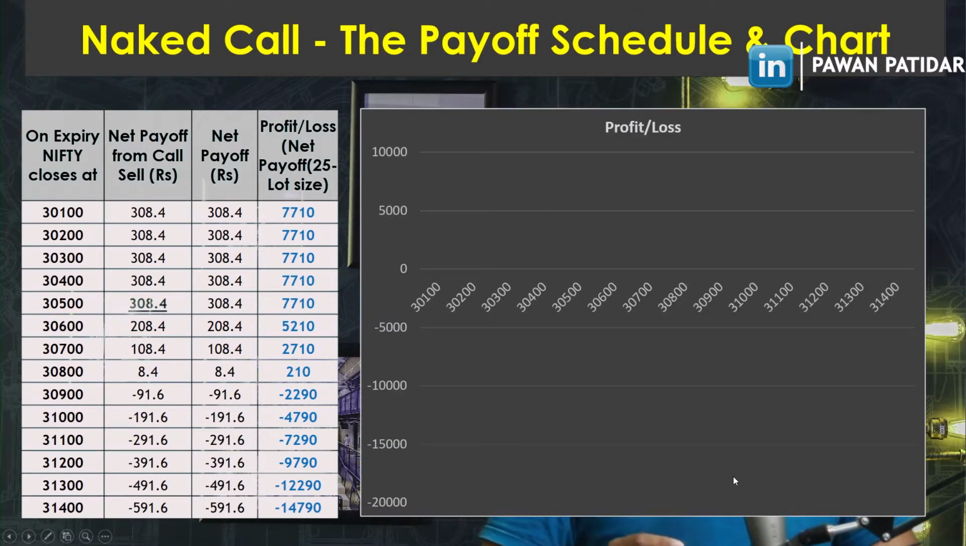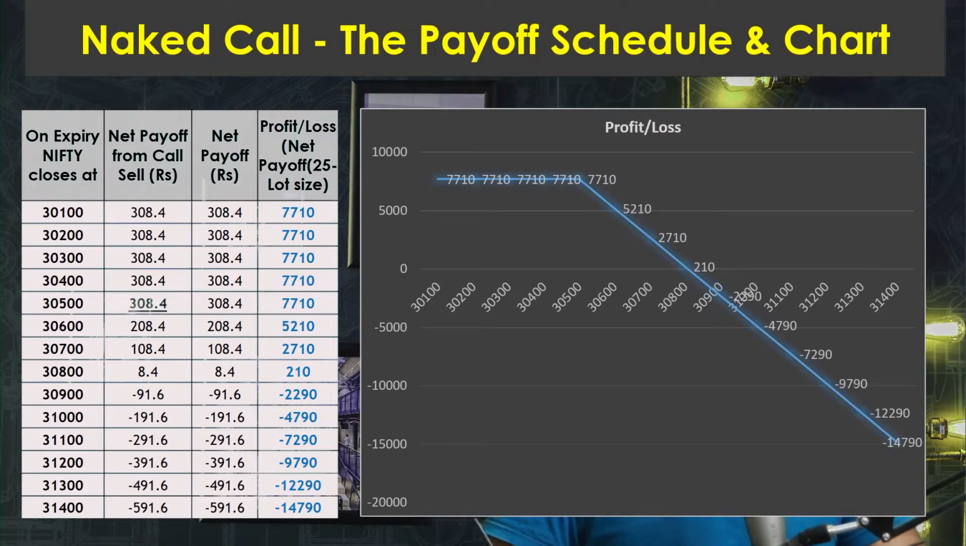If you see here on the graph, on the x-axis I have put strike prices. On the y-axis I have put profit in rupees. Now let's draw this profit and loss on our chart. If Bank Nifty expires below 30,500, then we are going to get 7,710 rupees profit in our account. If it goes above, then our profit will reduce further. So this will be our profit and loss payoff graph for a naked call option.